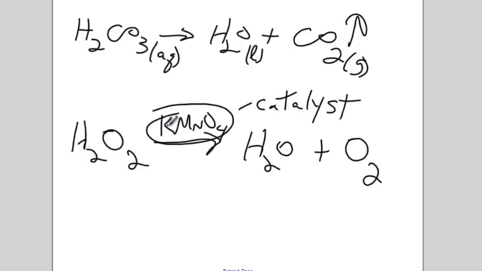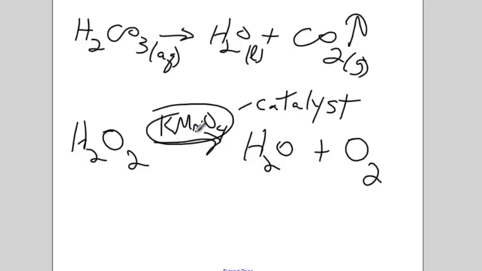A catalyst is something that is put into the reaction to help it along, but it's not a reactant. It's not a product. You put it in and you take it out again and it's not changed. So that's why they stick it over the arrow. Right? There are others, but for the most part, those are the common ones. That's what you're likely to see.